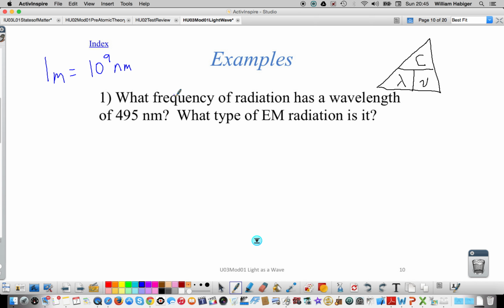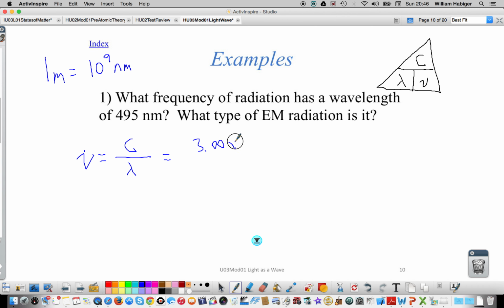So here we're looking for the frequency. They give us the radiation. We know that the speed of light is equal to the wavelength times frequency. If you use the formula triangle, you can put it in the triangle like this. Since we're solving for frequency, that's going to be the Greek letter nu. And so we write our equation: nu is equal to the speed of light divided by the wavelength. Then we're going to plug our numbers in.